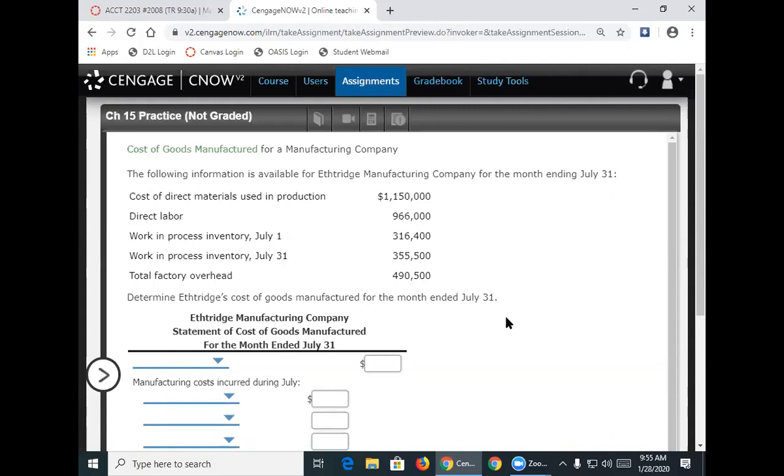So I'm going to erase these numbers. I don't need cost of goods sold right now or finished goods. I'm going to give myself a little more room.